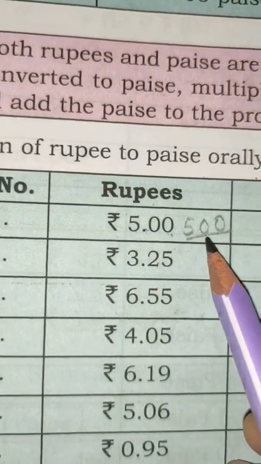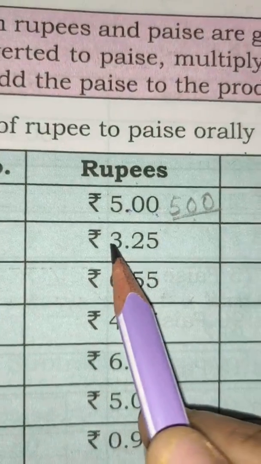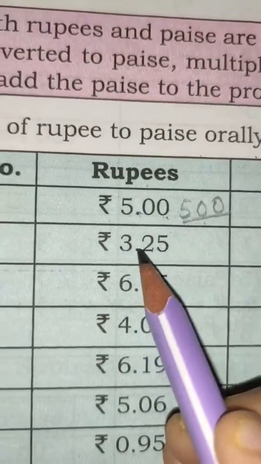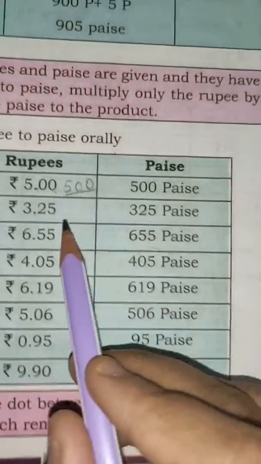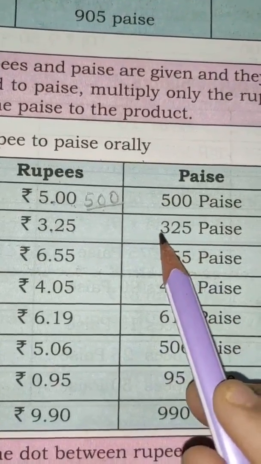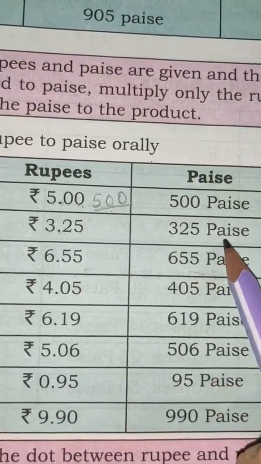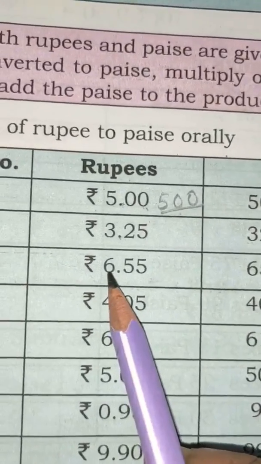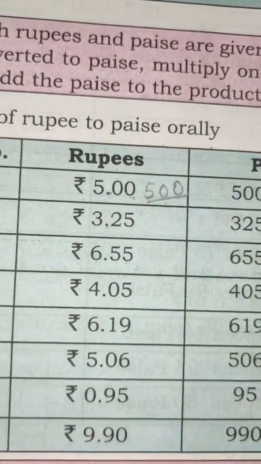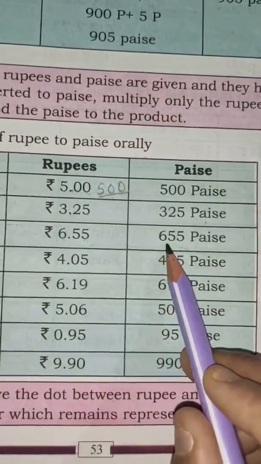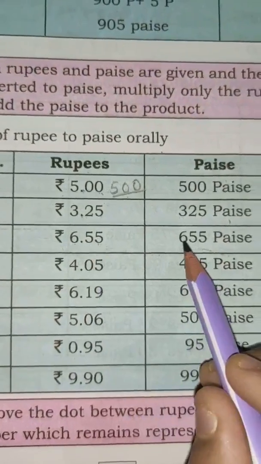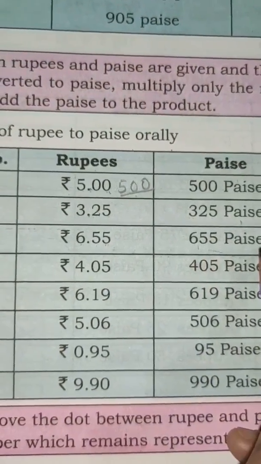So it will become paise. For example, here 3 rupees 25 paise, isn't it? So now if we remove this dot, it will become 325, so it will become 325 paise. Okay, so here next one, 6 rupees 55 paise. When we convert this rupees into paise, we get 655 paise.